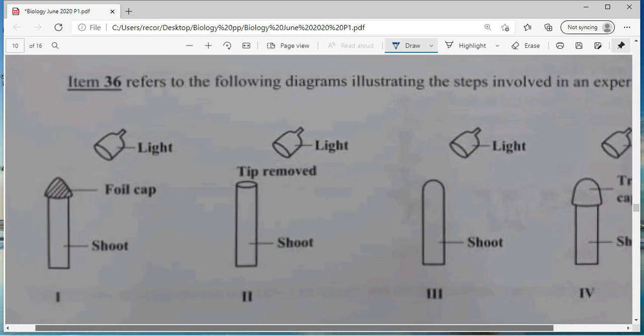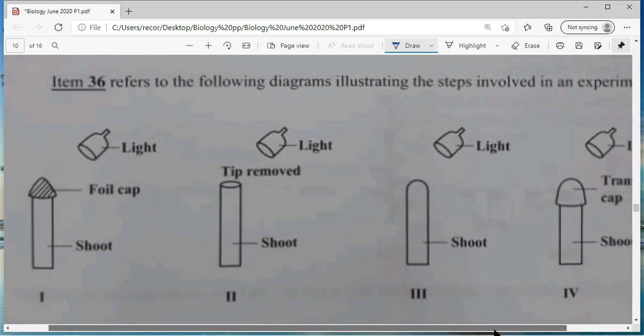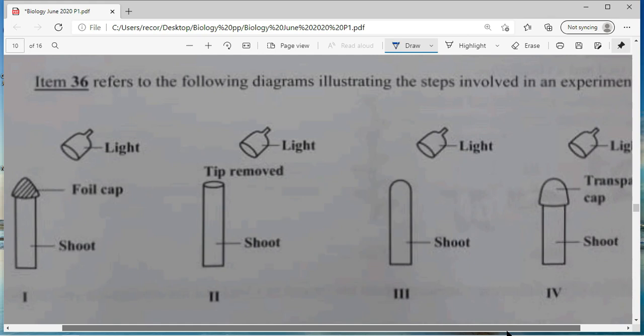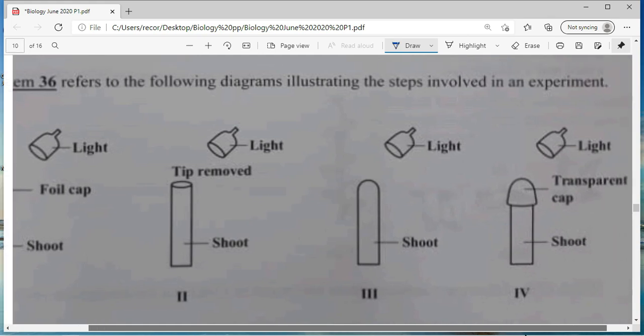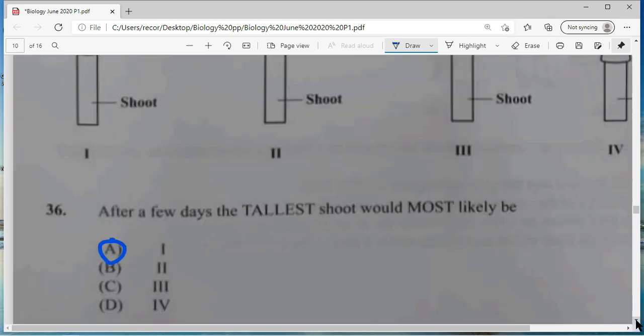However, the light source is there, and another with foil on top of it, which creates a dark environment for this particular plant. So we're looking at what the question wants us to look at now and to see how best we can answer this. You want to ensure that you look at these questions that have to do with tropism, and the questions that have to do with photosynthesis, and those that have to do with, of course, tropism. So here we're looking after a few days, the tallest shoot would most likely be 1.